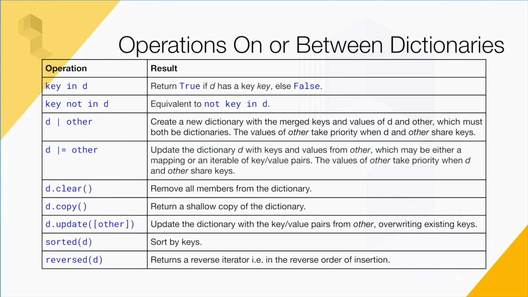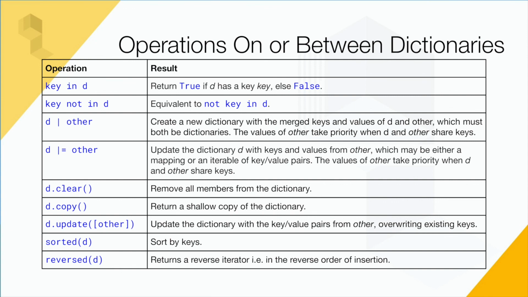The pipe operator is used to create a new dictionary with the merged keys and values of D and other, which must both be dictionaries. The values of other take priority when D and other share keys. You could use the pipe together with an equals sign, which updates the dictionary D with the keys and values from other, which may be either a mapping or an iterable of key-value pairs. The values of other take priority when D and other share keys.